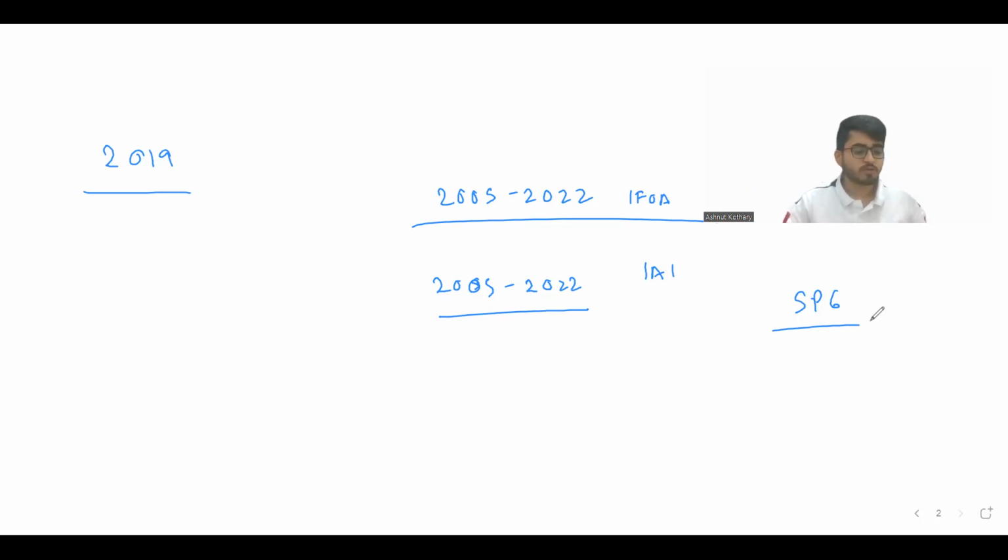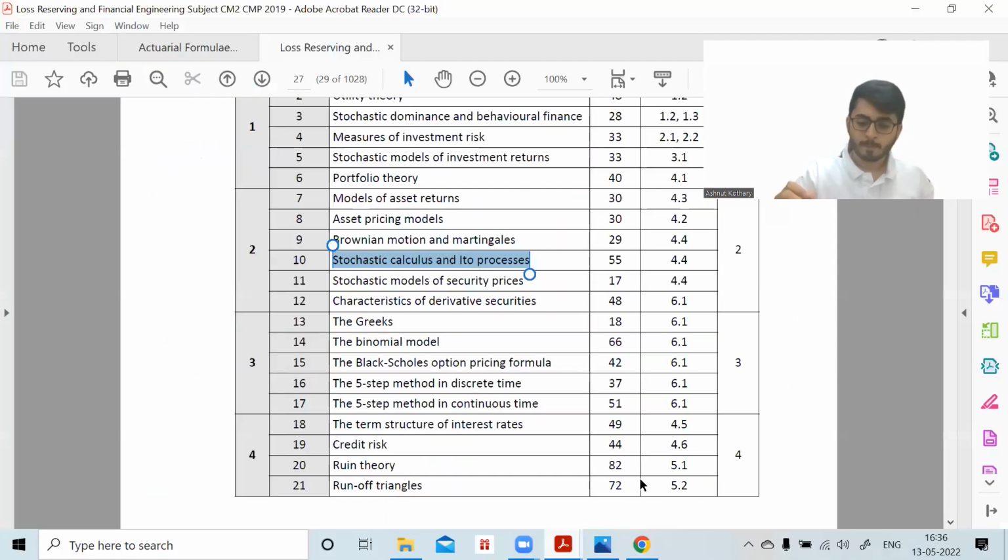Apart from that, as for the mapping to the old curriculum, we have 21 chapters, out of which 18 chapters are from CT8 itself. There were 18 chapters in CT8.